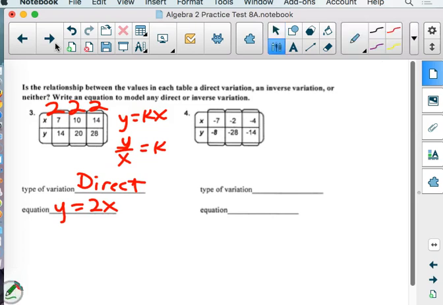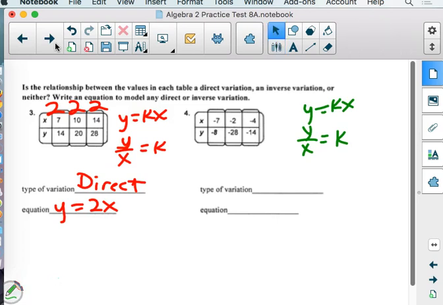Alrighty, so chances are pretty good this is not direct, but you never know. Let's check it out. So for direct, we want y over x to give us the same thing every single time. So negative 8 divided by negative 7, is that the same thing as negative 28 divided by negative 2? And not direct. All right.